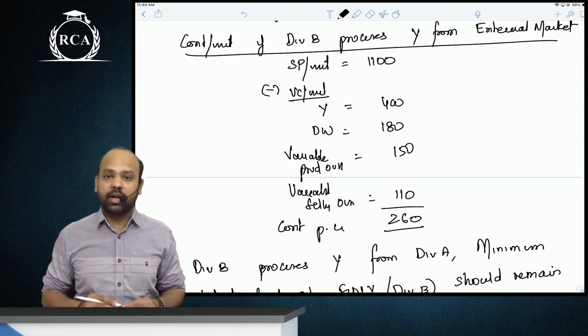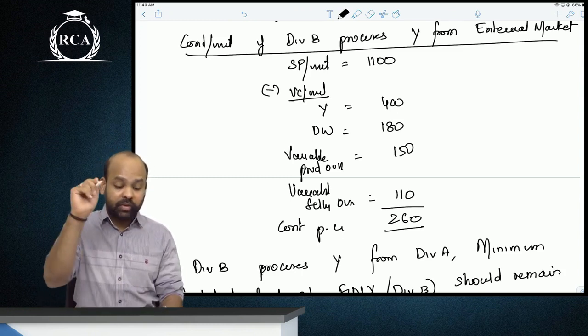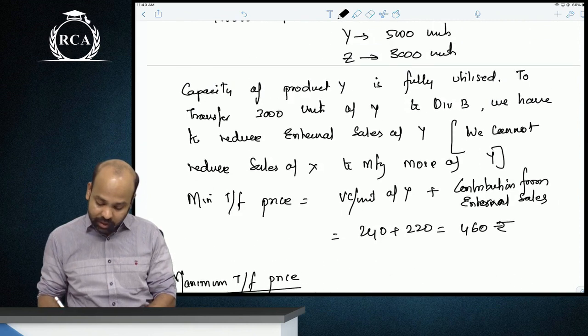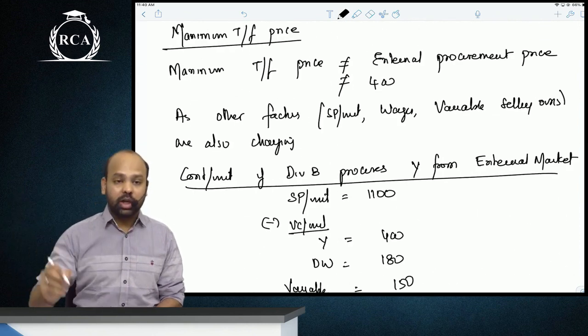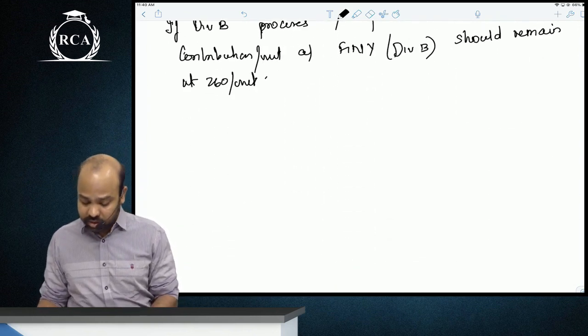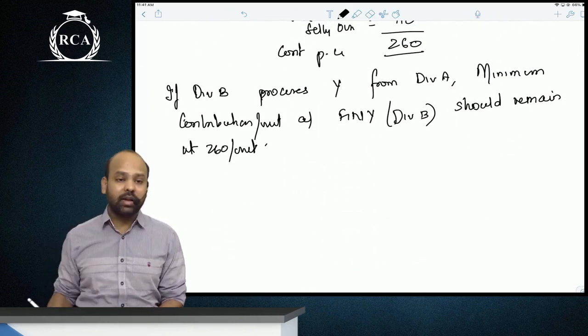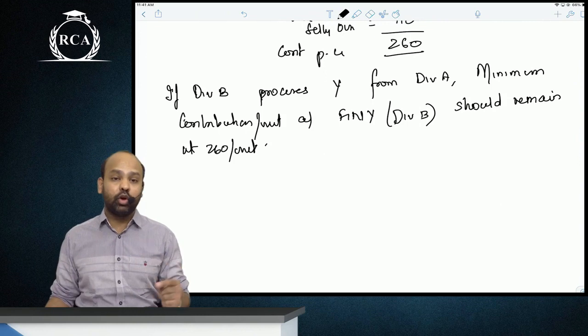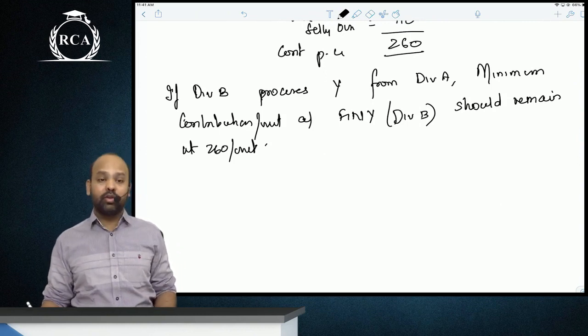A lot of other factors are changing. If you wish, you can write beside this question that maximum transfer price is not equal to your external procurement price. Understood, sir? So guys, what will they do then, sir, if they want to have a contribution of 260 rupees per unit?